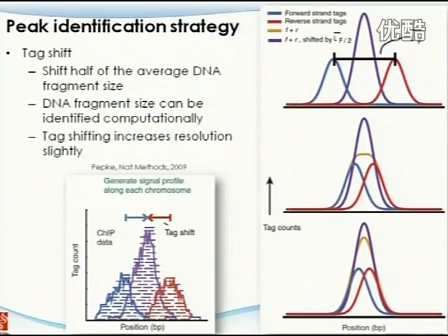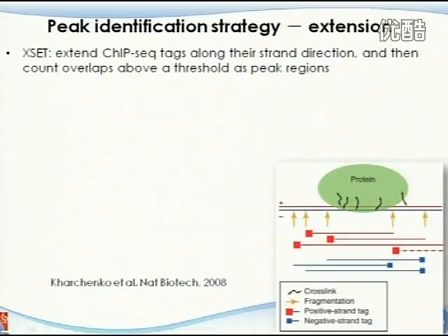Any other question? No? So this is only for single peak time, as you see. And the second strategy to do this is to do the peak extension. This is some of the software we are familiar with, including Partec and several other strategies. This is called XSET, which extends the ChIP-seq tag along their strand direction, and then counts overlapping above a threshold as a peak region.